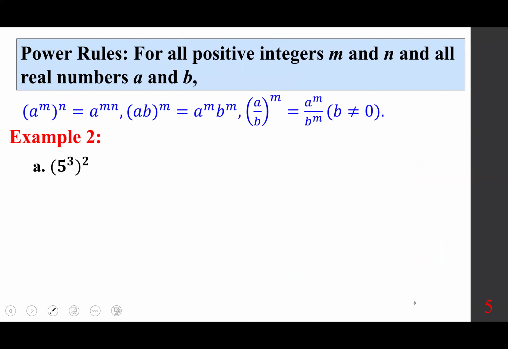All right, power rules for all positive integers m and n, and all real numbers: a to the power of m, to the power of n. You multiply these two, you get a to the power of mn. ab to the power of m, you raise a to the power of m times b to the power of m. a over b to the power of m in the same fashion, a to the power of m over b to the power of m. Needless to say, as always, the denominator cannot be zero, so therefore b can't be zero. And therefore, if we follow this rule, this becomes 5 to the power of 3 times 2, 5 to the power of 6.